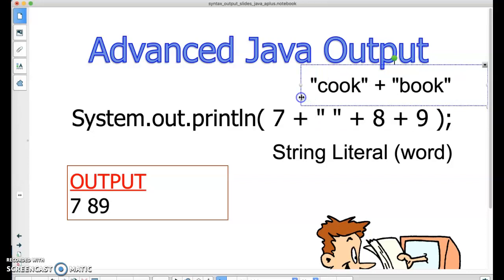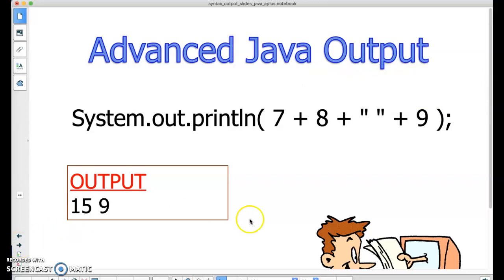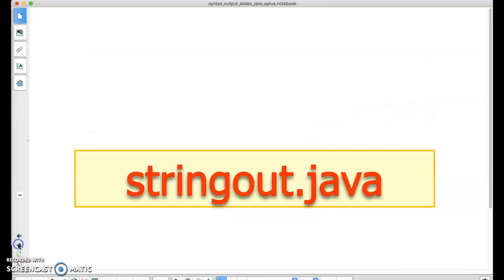It does not think of it as addition if it comes after a string literal. That means anything that comes after the string literal is considered a string or a word. So it can't add strings together. It just puts them next to each other or combines them into one variable, I guess. So as you can see here, in this particular example, if you have 7 plus 8 before the string literal, we get 15. But after, anything that happens after would be considered a string. Okay, so I'll show you the example, what actually happens.